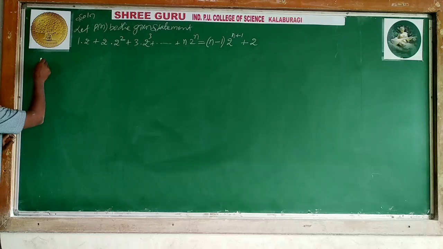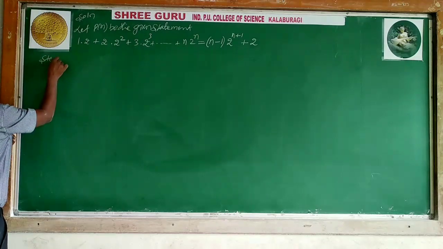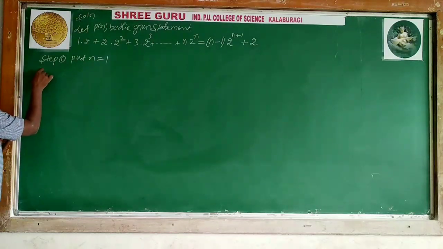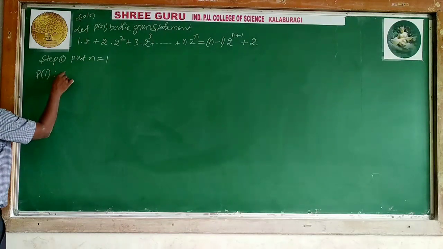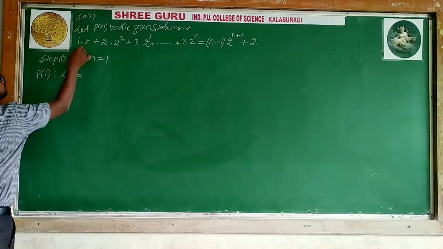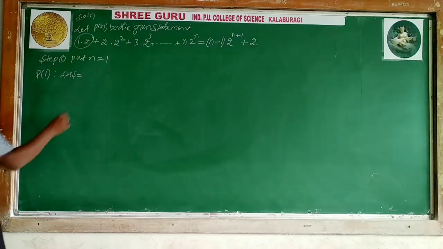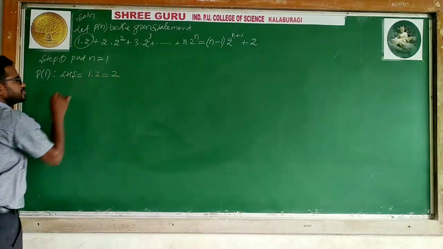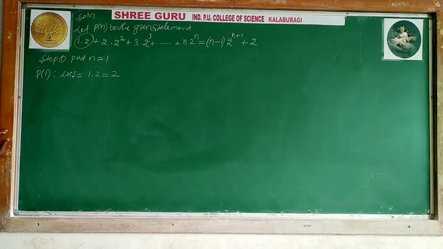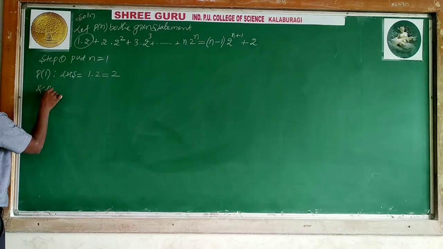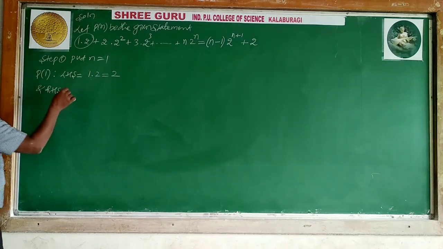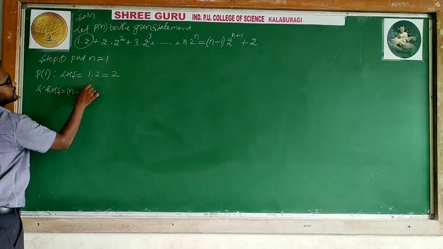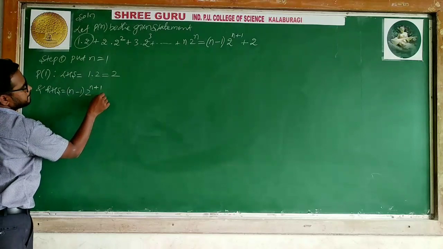Step 1: put n is equal to 1. Means P of 1. On the LHS, 1 means the first term. What is the first term? 1 into 2, which is 2. Don't say 1.2, it is multiplication. And what is the RHS? (n minus 1) times 2 to the power n plus 1, plus 2.